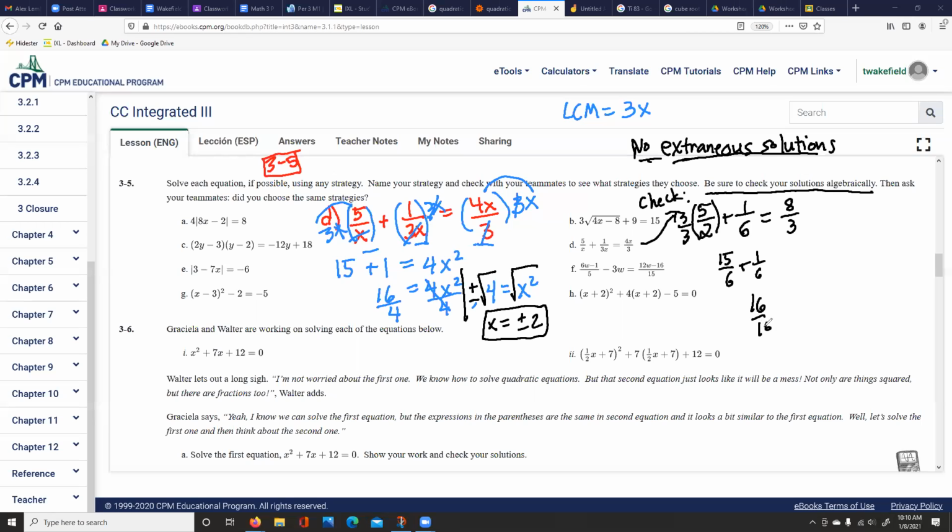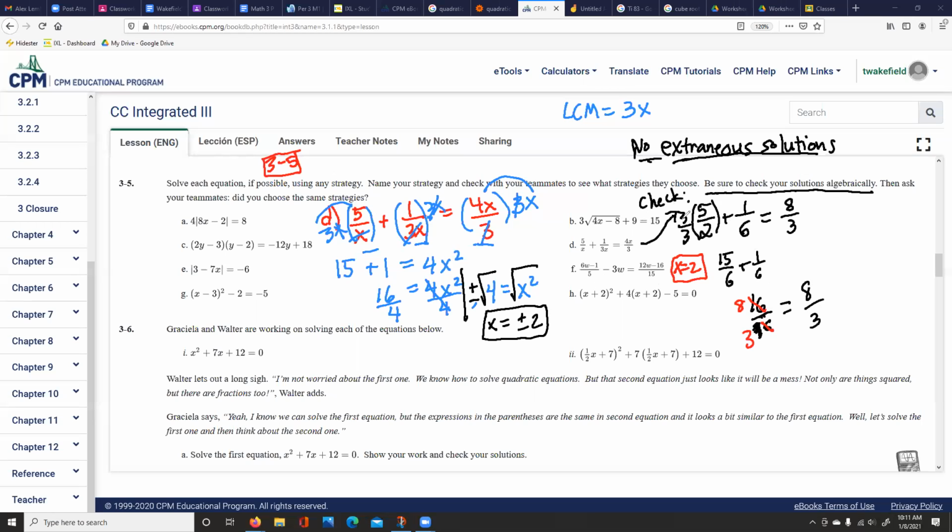Does 16/6 equal 8 thirds? If I reduce this by 2, that's 8. I reduce that by 2, that's 3. So yeah, these are equivalent. 16/6 does equal 8 thirds. So this checks out. So positive 2, x equals 2 works. X equals 2 is a solution.